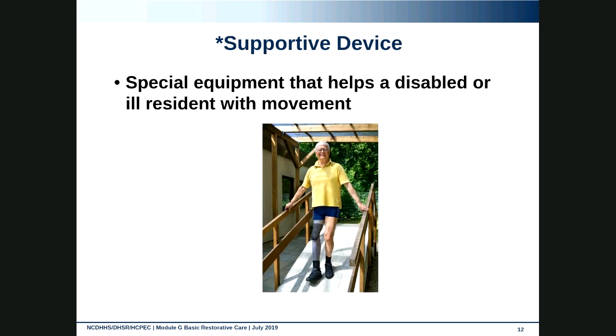Supportive devices are special equipment that help a disabled or ill resident with movement. So these are things that help them with mobility. Canes, walkers, crutches, wheelchairs, motorized chairs. It's pretty self-explanatory. When a person is learning how to use these devices, you're obviously going to want to make sure safety is key and that they understand how to use the devices safely.